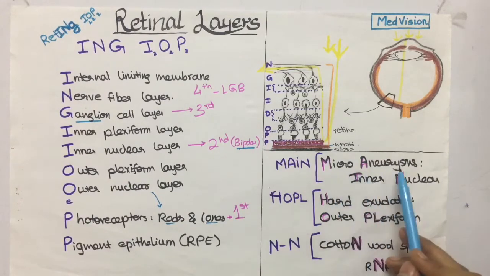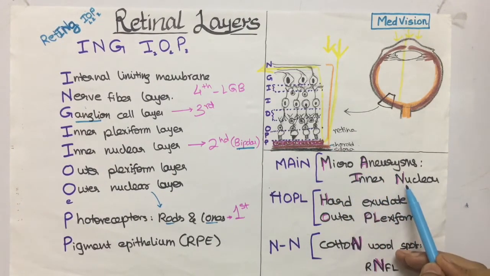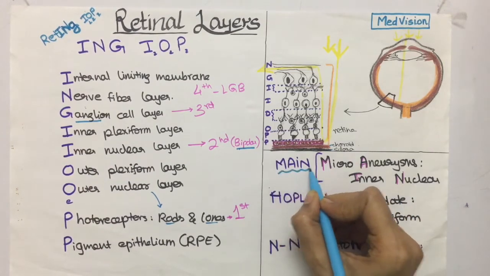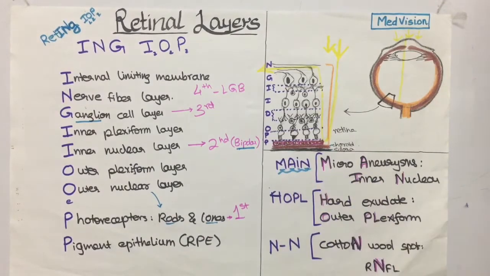These mnemonics represent in which layer these phenomena can be observed. Microaneurysms are seen in the inner nuclear layer. This can be remembered with the help of the mnemonic MAIN: microaneurysms in the inner nuclear layer. Hard exudates in the outer plexiform layer. Okay, so hard exudates in the outer plexiform layer, HOPPLE is the mnemonic. And cotton wool spots, N: cotton wool spots are seen in the retinal nerve fiber layer. So here is the summary of all the retinal layers.